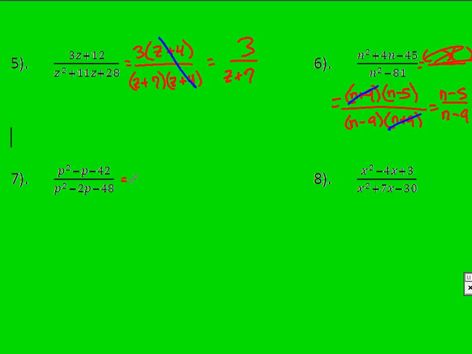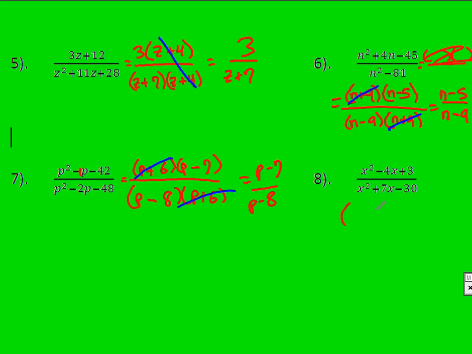For number 7, on the top, numbers that multiply to 42 and subtract to 1, well, that's going to be 6 and 7. So p in each, 6 and 7. Bigger number gets the sign in front. Negative times what gives you negative? Well, that's got to be positive. On the bottom, numbers that multiply to 48 and subtract to 2 are going to be 8 and 6. Bigger number gets the sign in front. Negative times positive gives you the negative. So again, I should have things canceling out, and I do, which will leave me with an answer of p minus 7 on the top, p minus 8 on the bottom.